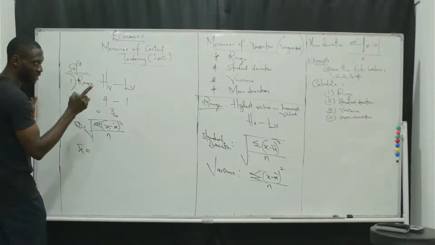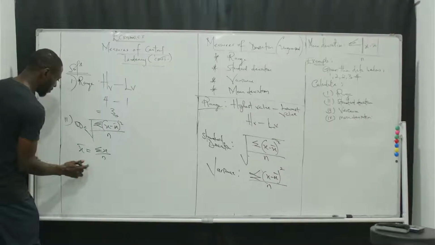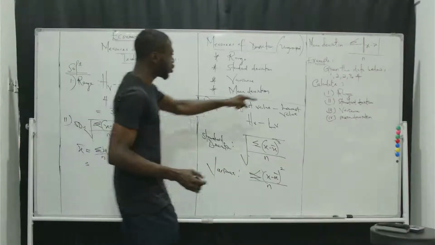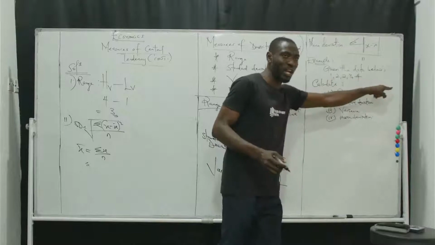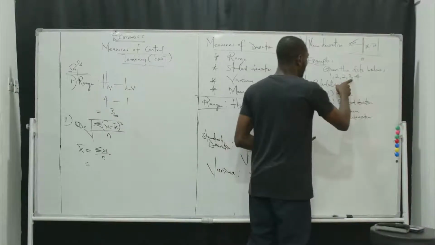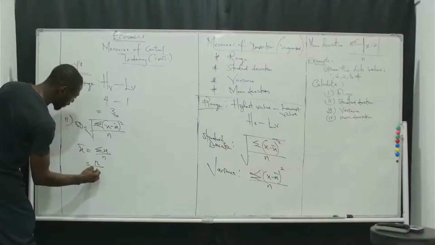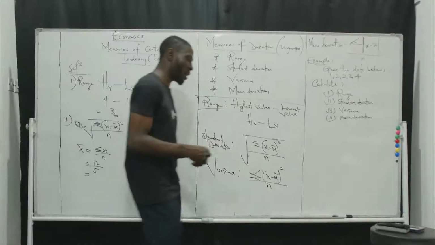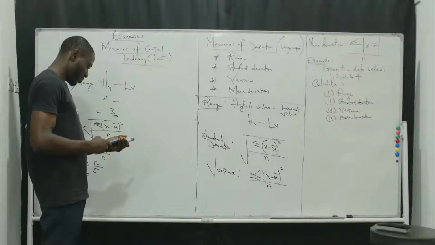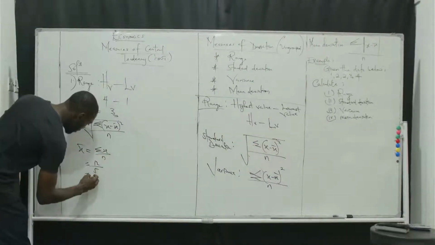The formula for mean, don't forget we are dealing with ungrouped data, is summation x over n, right? So let's get the x bar, which is the mean. Summation x means add all your x values. So 1 plus 2 gives 3. 3 plus 2 is 5. 5 plus 3 is 8. Then 8 plus 4 is 12. So I'll have 12 over 5, which is 12 divided by 5. I think I should have 2.4. So my x bar is 2.4.